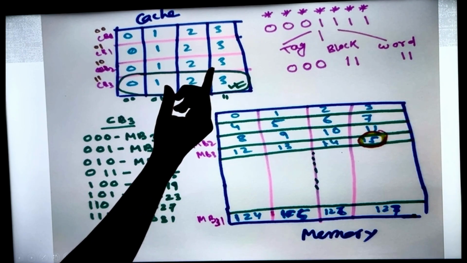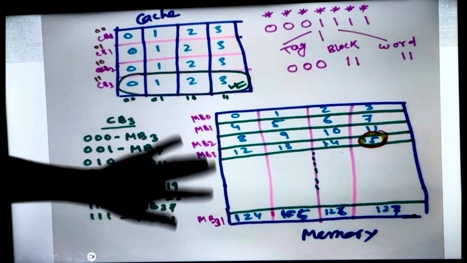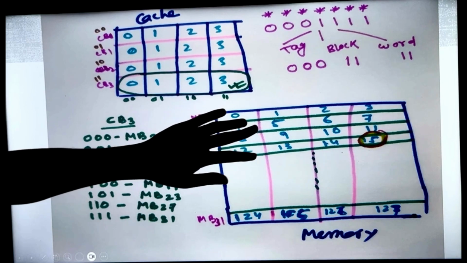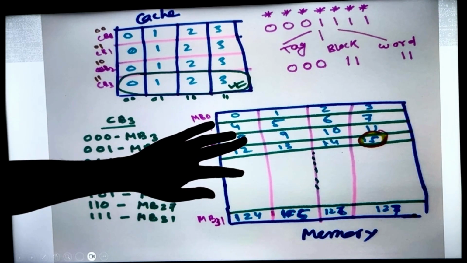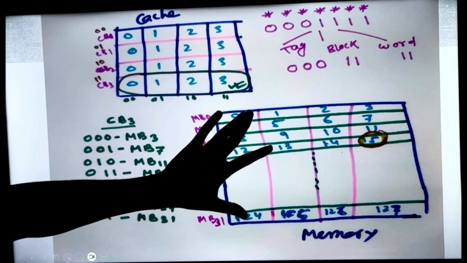Let me make it more simple. Suppose this is the main memory I have. In main memory I have a total of 32 memory blocks, and each block has 4 memory words, right? That means a total of 127 or 128 different words are there in my main memory.